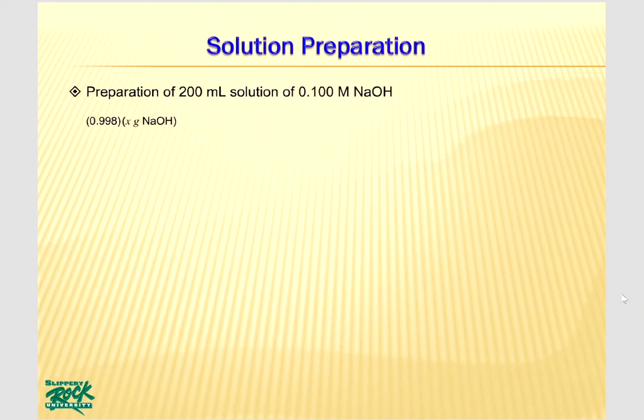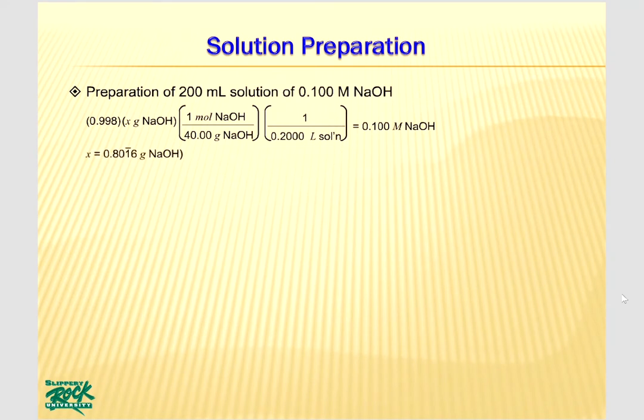The next conversion factor is from the molar mass of NaOH and converts gram mass of NaOH to the moles of NaOH. Divide the moles of NaOH by the liter volume of the solution, which is 200.0 milliliters or 0.2000 liters. This should be equal to 0.100 molar. The gram mass of NaOH should be 0.8016 grams. The little bar on the number 1 represents the last significant digit.